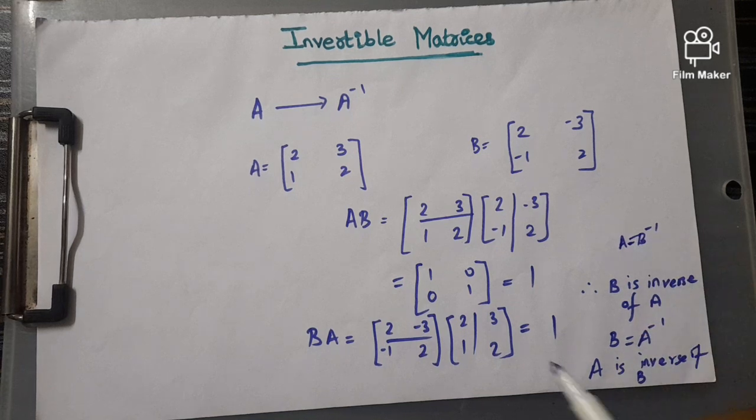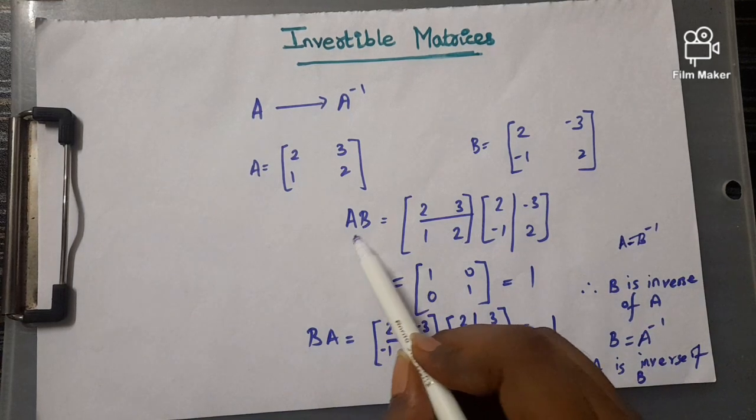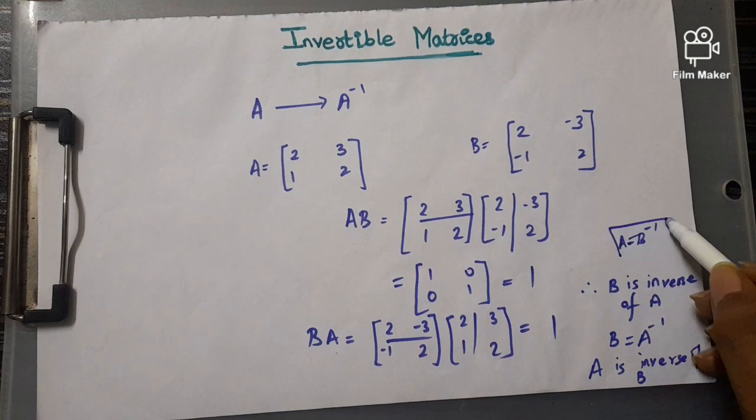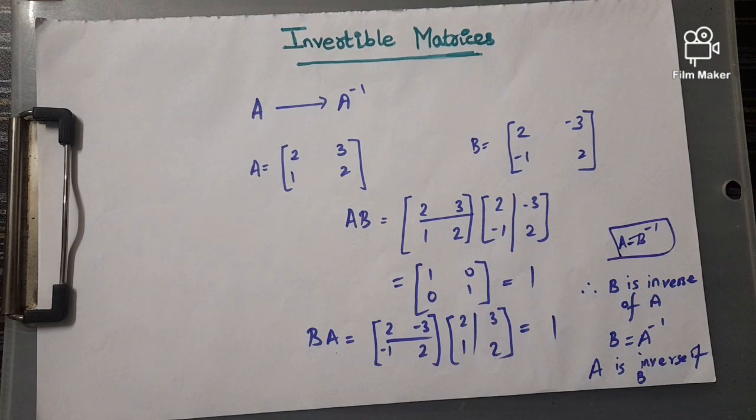Both are the same, right? When you crisscross, because you got AB to be 1 and BA to be 1, the value of A is nothing but B inverse; you can simply invert the B value. If you want to find the value of B, you can invert the A value, right? You get the same result. So that is the invertible matrix definition, right?